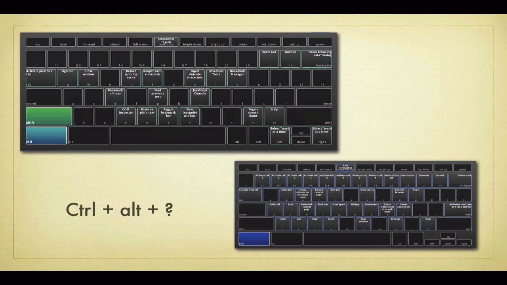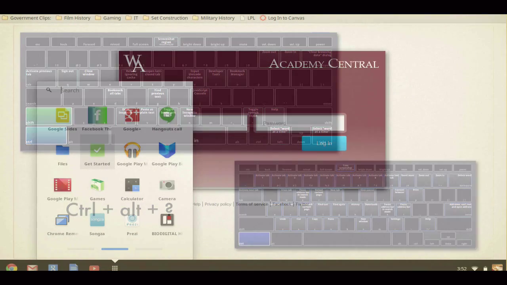A little trick here, Control Alt question mark held at the same time is going to show you some shortcut keys. So you press that key combination, let go, and then hold down, say, the Shift Control combination, and then these keys are going to light up to show you what kind of shortcuts are available. So that's a super handy thing to help you navigate more quickly around your Chromebook.